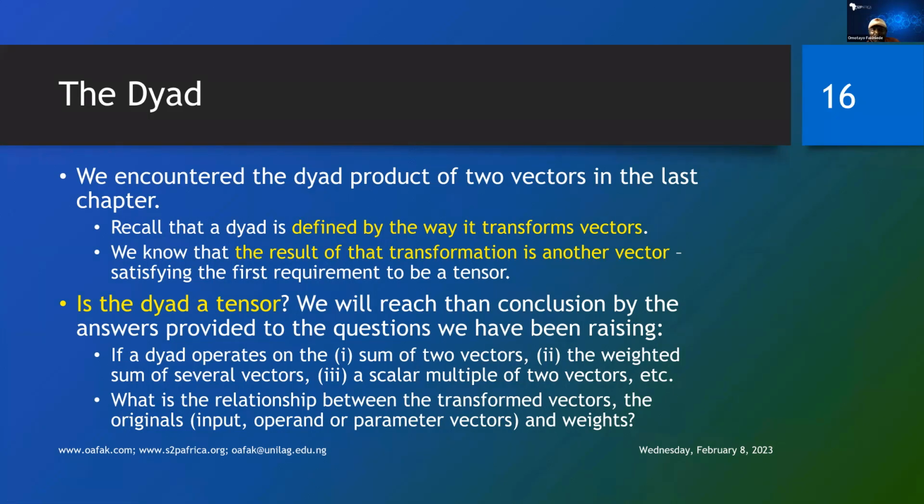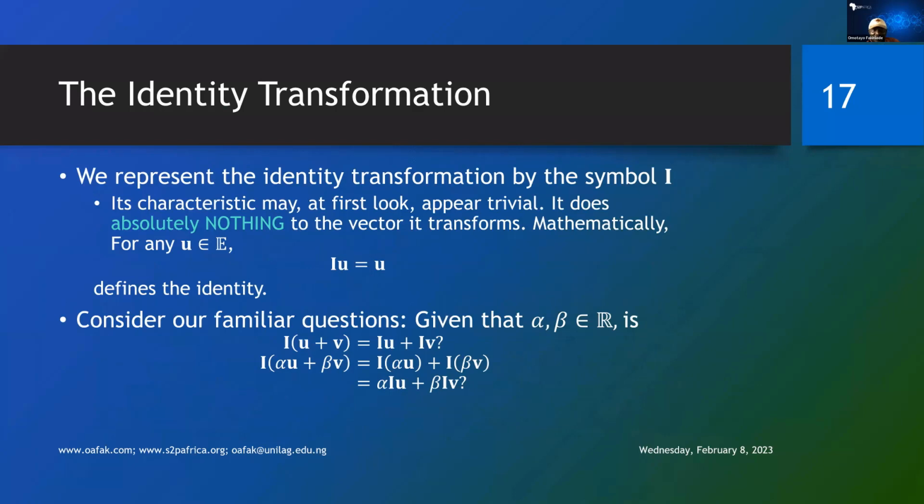Let us look at another one, the identity transformation. The identity transformation will look trivial to most of you. We represent the identity transformation by the symbol I. Its characteristic may at first look appear trivial. It does absolutely nothing to the vector it transforms. That is, it doesn't change anything. Mathematically, for any U that is a member of the Euclidean vector space, if you operate I on U, you just get U. It changes nothing.